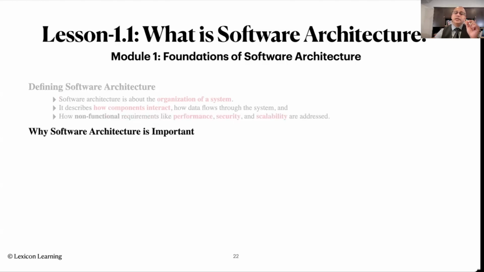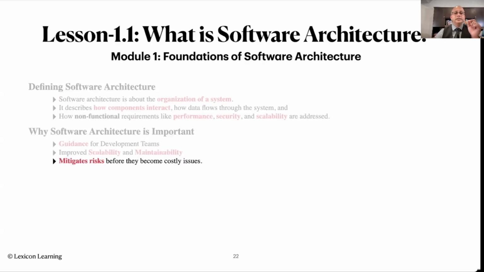Software architecture is important. Why? So it's a guidance to the software team, like a blueprint, and it improves quality attributes like scalability and maintainability and other qualities. It mitigates risk before it becomes a costly affair, and it aligns with business goals, giving return on investment.